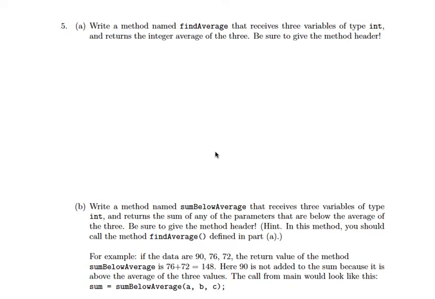For question 5, I have to write a couple of methods. Whenever I'm writing methods, especially on an exam when I'm a little bit under pressure, I like to circle things and label them. So receives, remember, anything that talks about receives, given is another word. All of these mean parameter. Okay. Receives 3 variables of type int, returns the integer average of the 3.